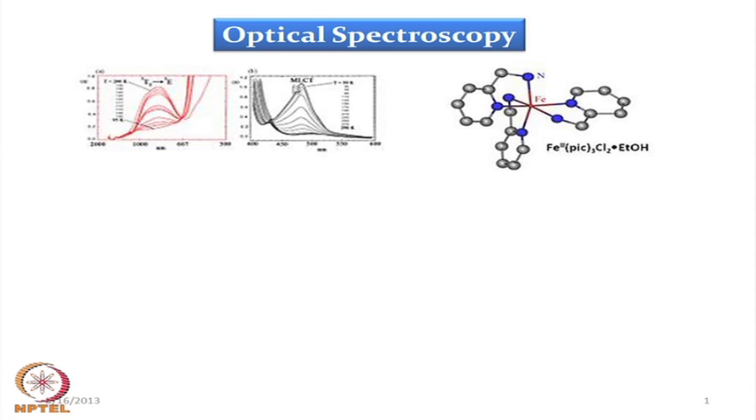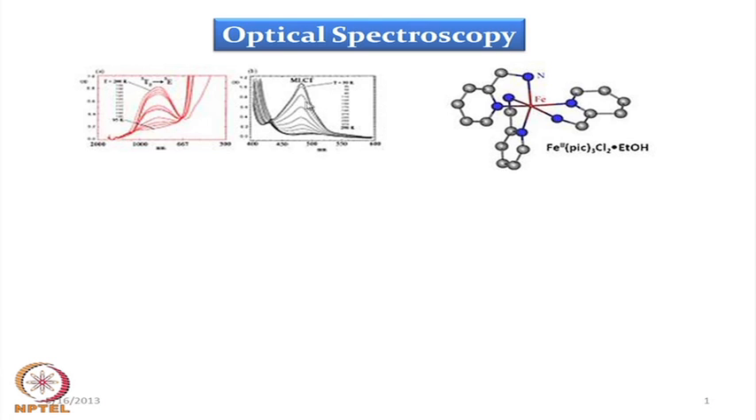Similarly, there is one other characteristic MLCT band that we will discuss shortly. This particular molecule has a characteristic MLCT band apart from the corresponding d-d transition, which is characteristic for the unpaired electron at the d level. So, this is due to the d-d transition, and this is due to the corresponding MLCT transition.